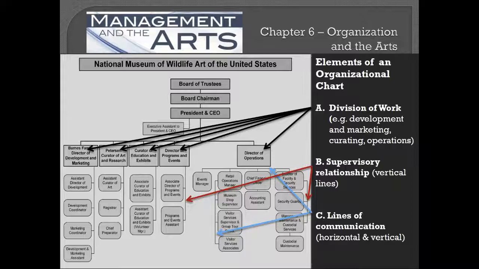Supervisory relationships are the vertical lines, right? So the director of programs and events is the supervisor for the associate director of programs and events and the programs and events assistant, right? And this is more complicated, right? So the director of operations supervises the events manager and the retail operations manager and the chief financial officer and the director of facility and security services.